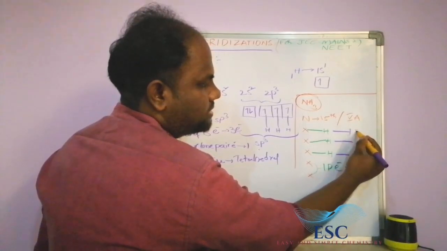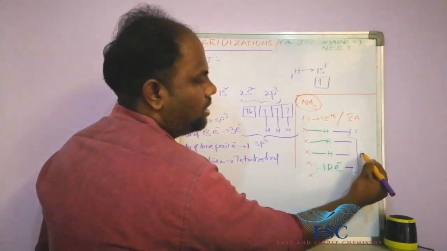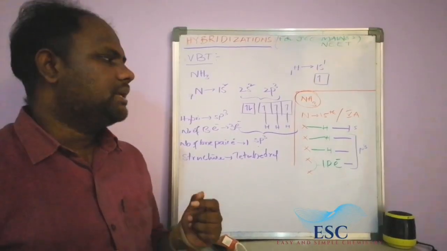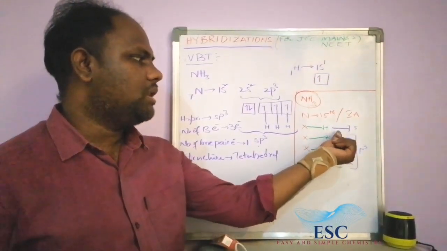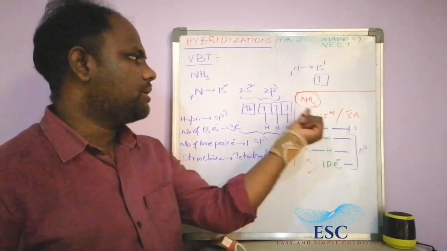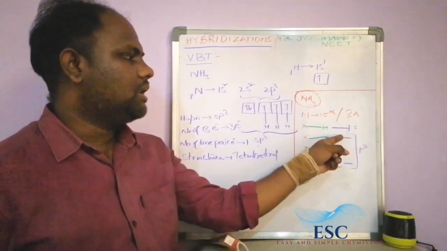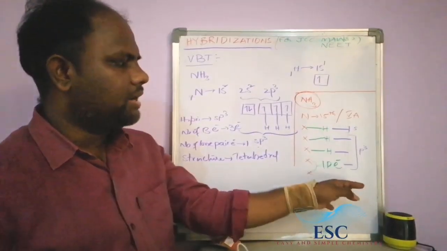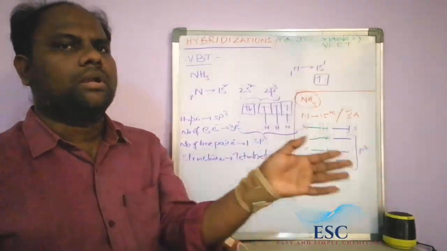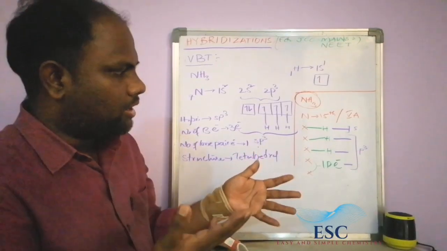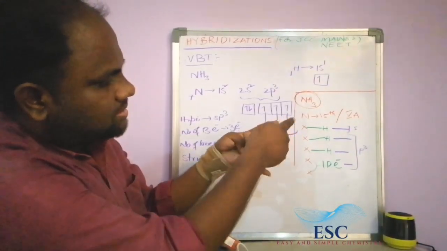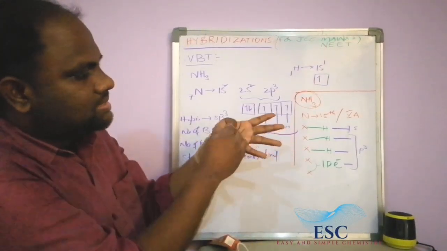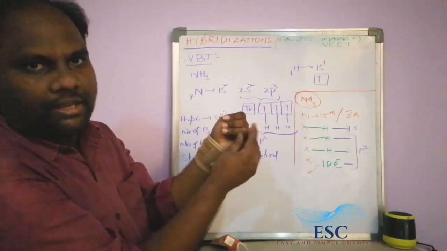First line belongs to s orbital. These 3 lines belong to p orbital. So, 3 lines means p3. Here, 1 line belongs to s orbital because s orbital can have only 1 orbital. 3 lines belong to p orbitals. If more than 1 line is present, it goes to d orbital. If 4 lines, it means sp3 hybridization. If 5 lines, it means sp3d.